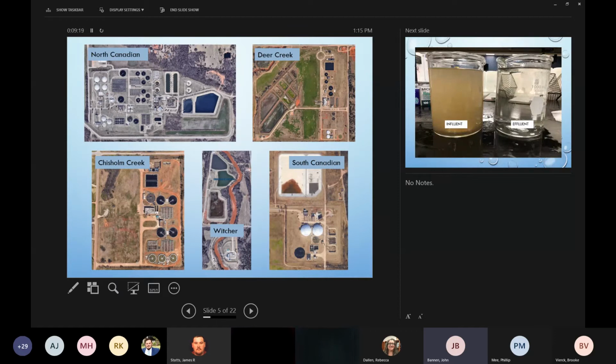Just an overview aerial photo of the 4 plants: North Canadian, which is actually in the northeast sector of the city, Jones proper, if you will. Deer Creek and Chisholm Creek are only 3 miles apart, located in Edmond proper. And then South Canadian down south off of May and 149th. We list Witcher in here, and Witcher is a large pump station that has 3 lagoons that potentially trap blowable trash, which enters into the pump system and the wet well. Trash and things in the area entering these lagoons can become problems for us.